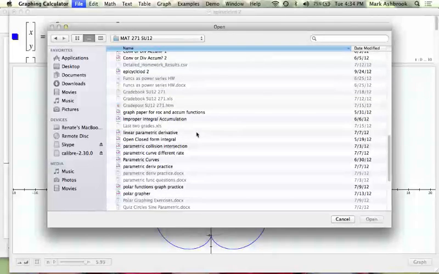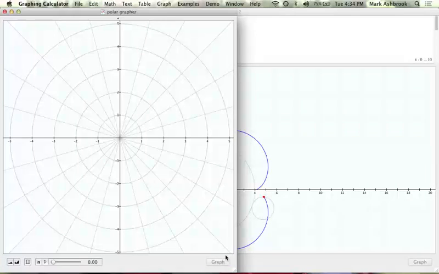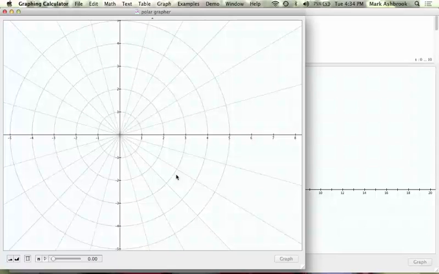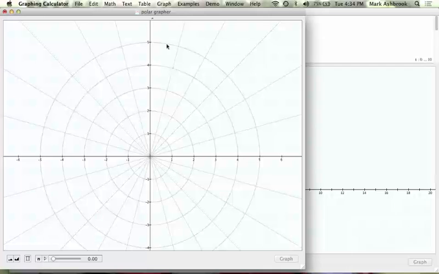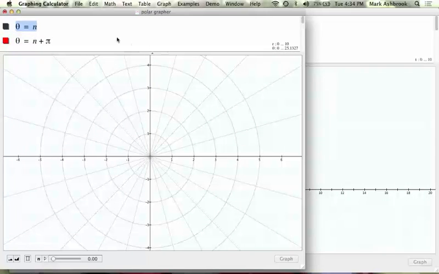So we want to talk about polar coordinates. Polar coordinates is another way, an alternative to rectangular coordinates, to graph things.